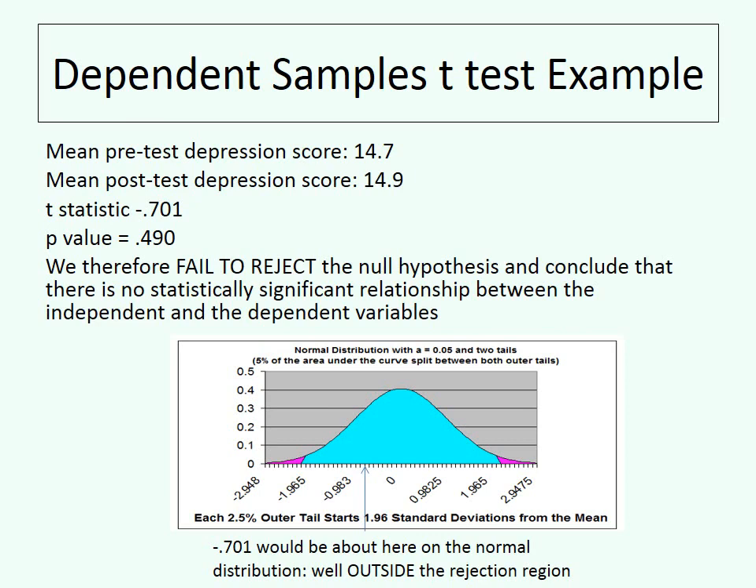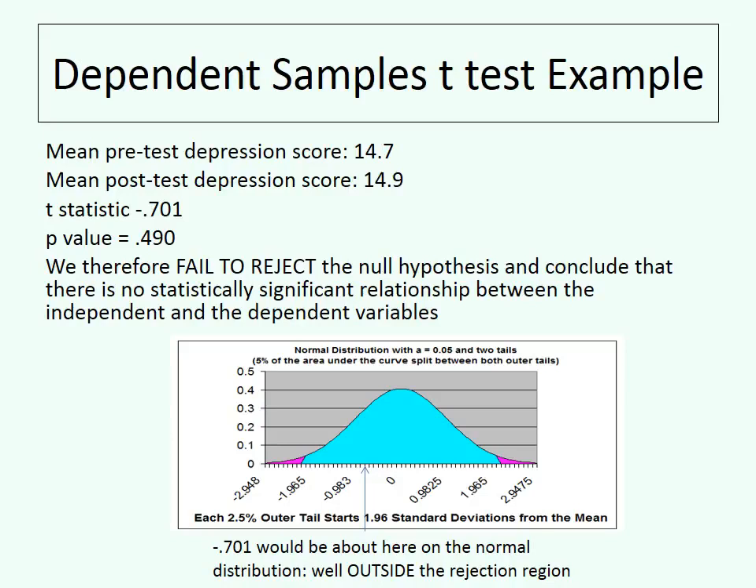We then repeat this process with the comparison group and we get these results: a mean pretest depression score of 14.7 and a mean post-test depression score of 14.9. The t-statistic is negative 0.701 and the p-value is 0.490.